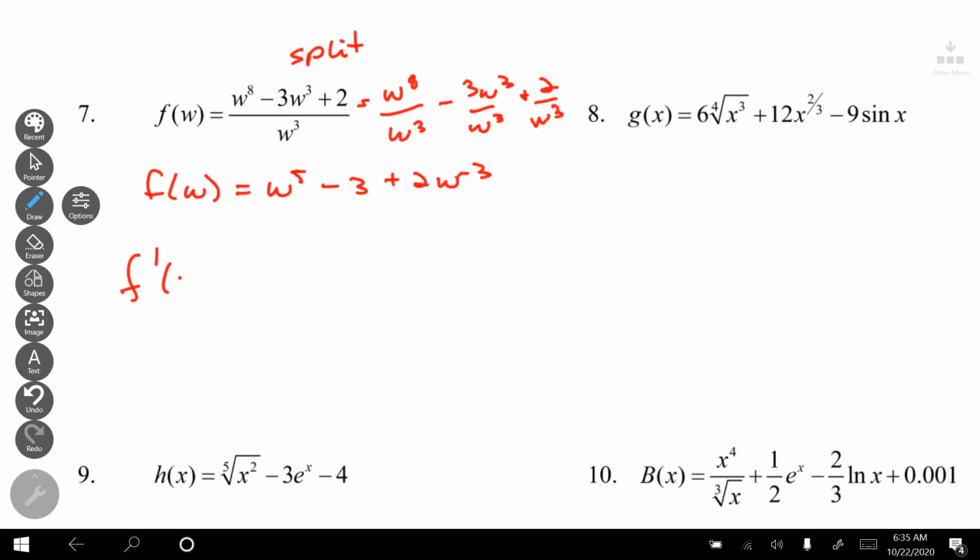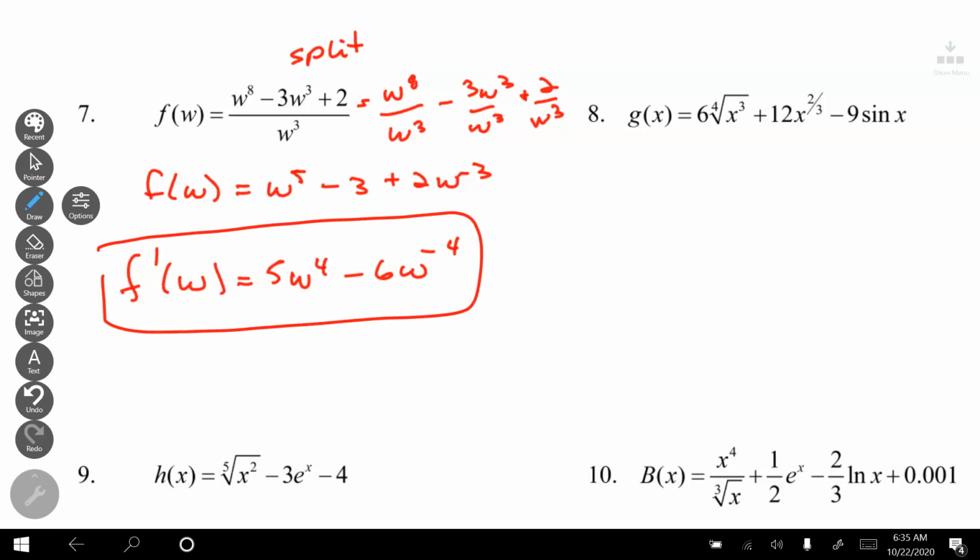So now when I take its derivative, 5w to the 4th, the derivative of 3 is 0, minus 6w to the negative 4th power. Like I said, sometimes you have to rewrite things before you can take its derivative.